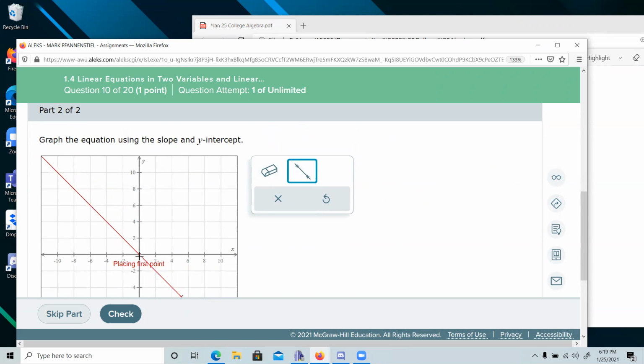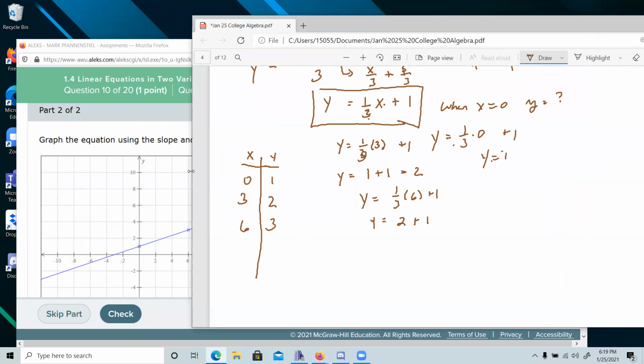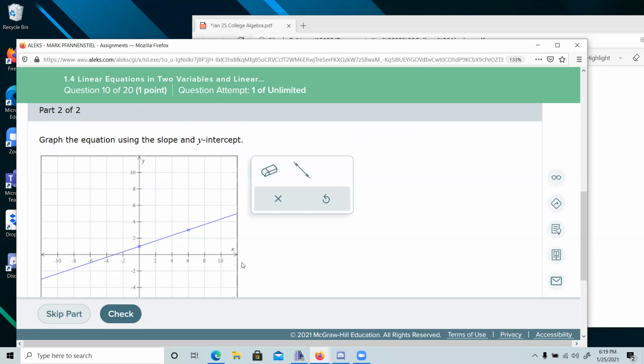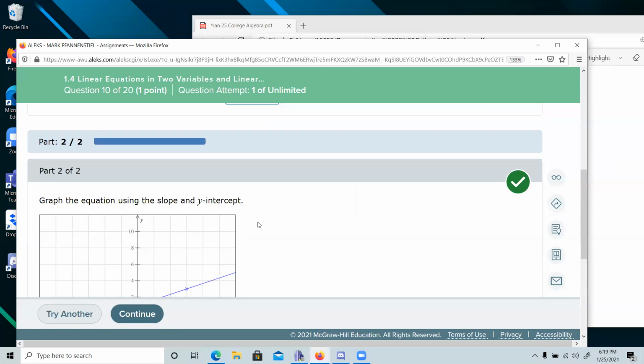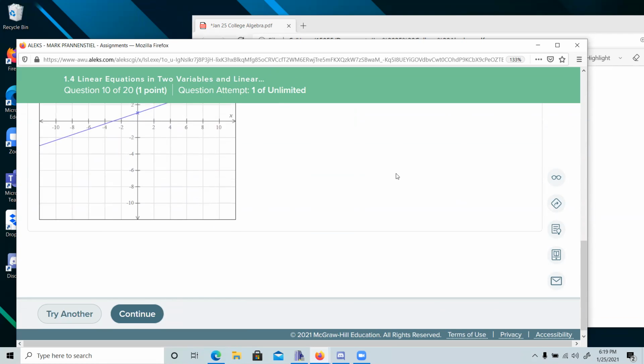Place a first point, 0, 1. Okay. And then we wanted 2, 6, right? No, we wanted 6 and 3, didn't we? All right. We wanted 6 and 3. Be careful not to get them backwards. And they were happy with that, so very good.